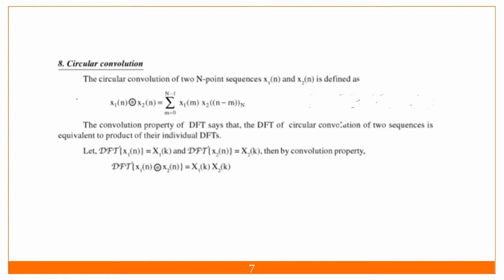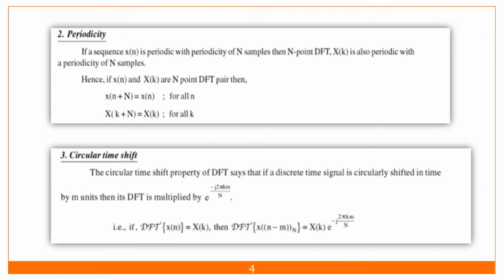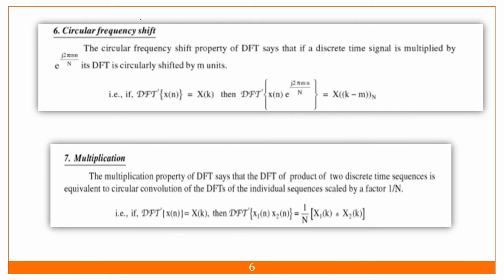So in this particular lecture we will start with the shift property, the circular frequency shift. Earlier we saw the circular time shift, the third property. Now, as the sixth property, we will see the frequency shift property. So what exactly is meant by the frequency shift property? The DFT says that if the discrete time signal is multiplied by e raised to j 2 pi mn by N, its DFT is circularly shifted by m units. So what exactly does it mean?